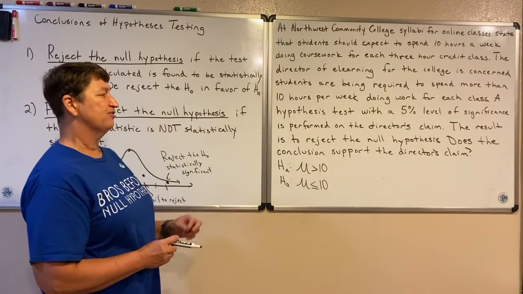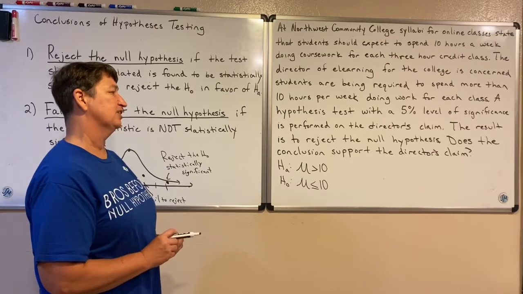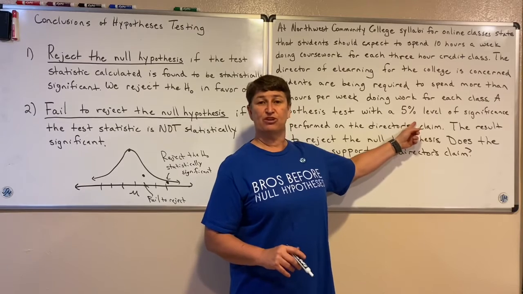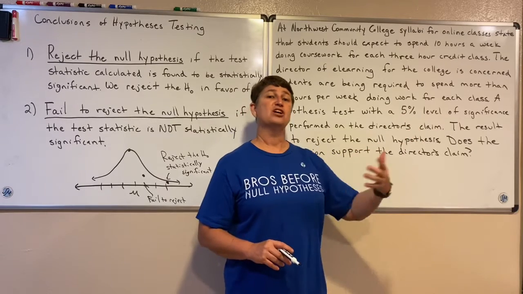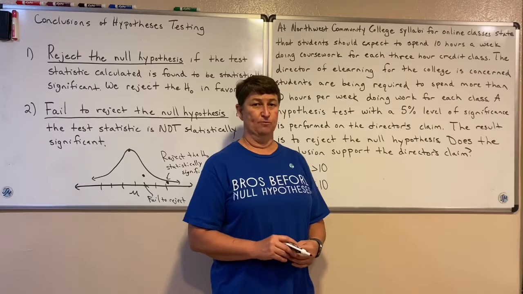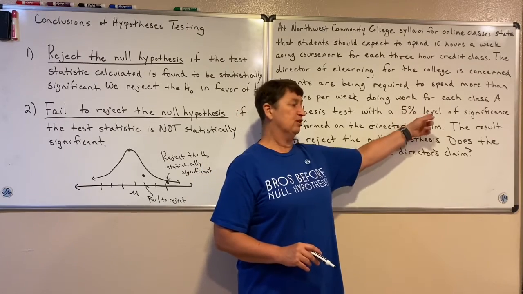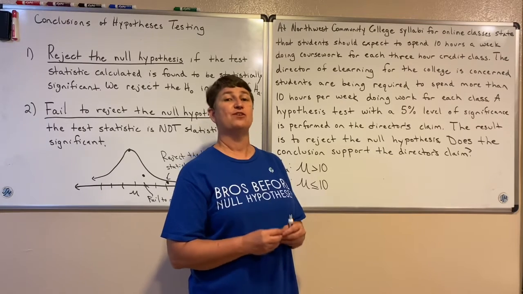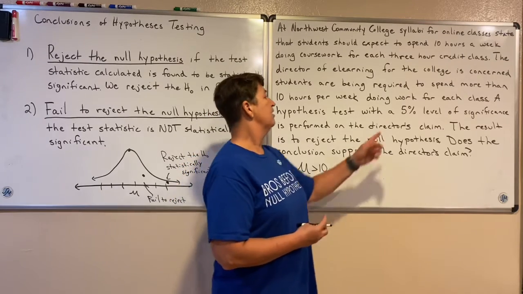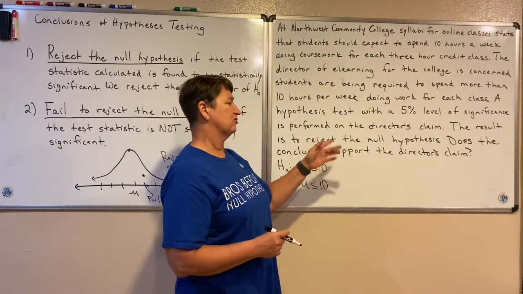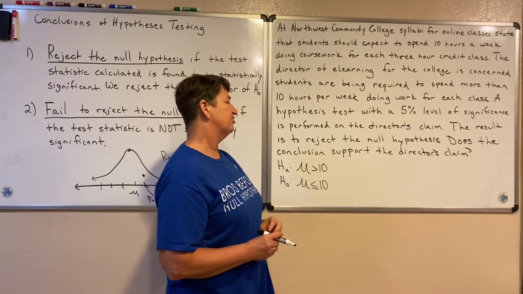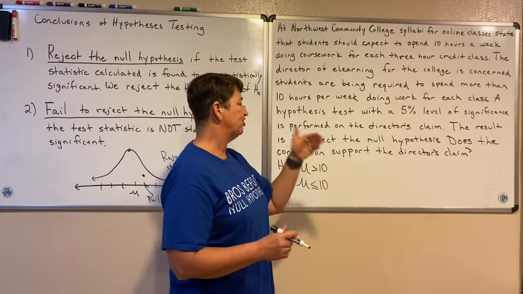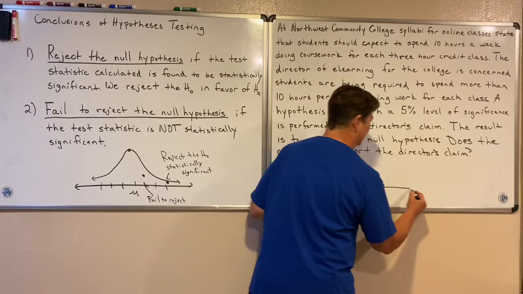Then a hypothesis test with a 5% level of significance is performed on the director's claim. Remember that 5% level of significance is the complement to our confidence level. So if it's a 5% level of significance, that tells me that it's a 95% confidence level that I'm dealing with. The result is to reject the null hypothesis. Does this conclusion support the director's claim? Well, we're going to reject the null. So let's look and see what's happening here.